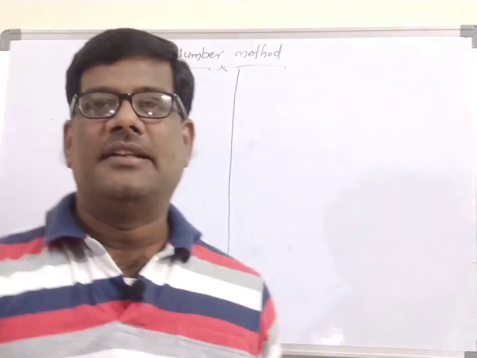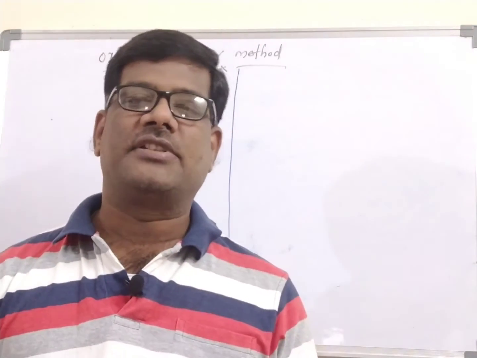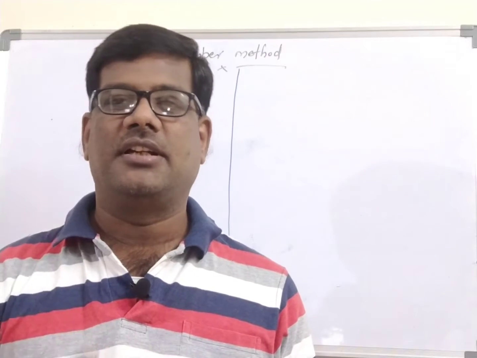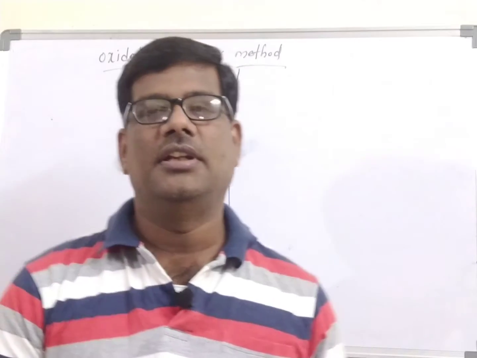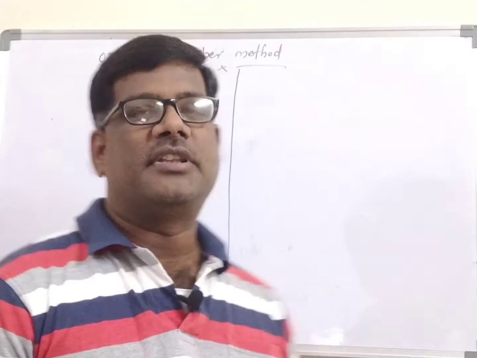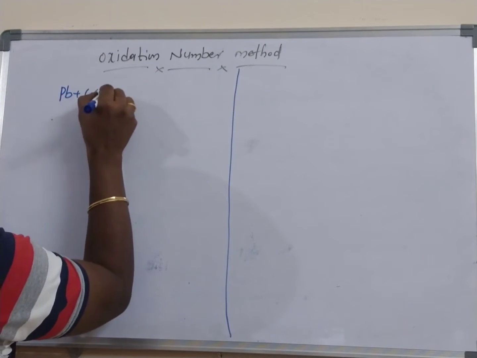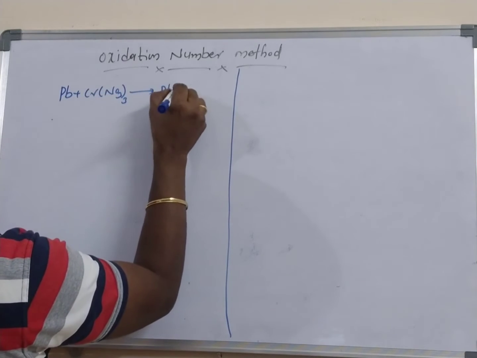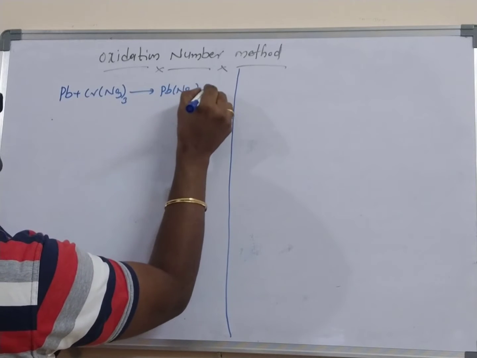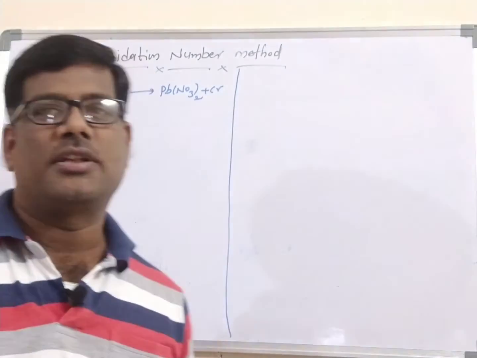Today my topic is balancing the equation by using the oxidation number method. In the earlier video I gave balancing the equation by using the ionic electronic method, which is very important, and this is only for the 2 marks question. Now the oxidation number method. For example, it gives you like this: Pb plus Cr(NO3)3 will give you Pb(NO3)2 plus Cr. So he asks you to balance this equation by using the oxidation number method.